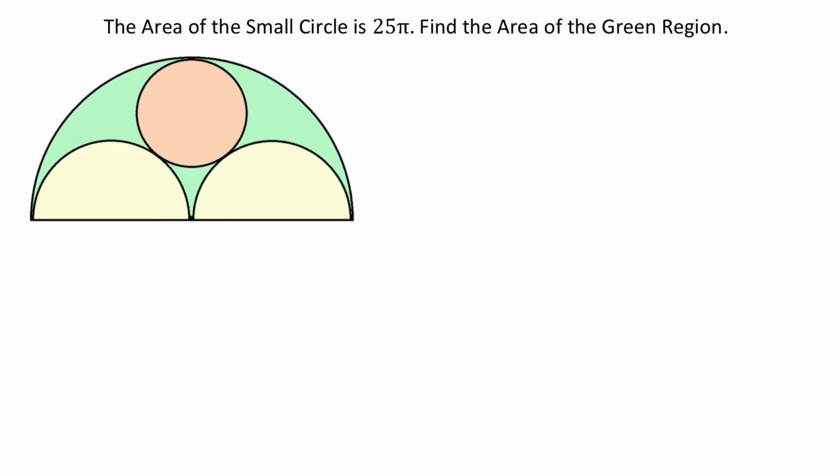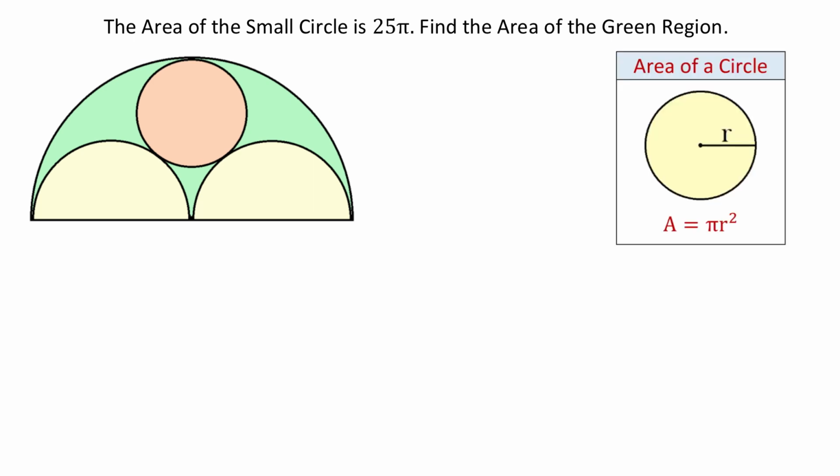If the area of the small circle is 25 pi, then what is the area of the green region? To find the area of the green region, first we will have to find the area of the large semicircle and subtract the areas of the orange circle and the two semicircles. In this process, we will need to use the formula for the area of a circle. The formula for the area of a circle with the radius r is A equals pi r squared.